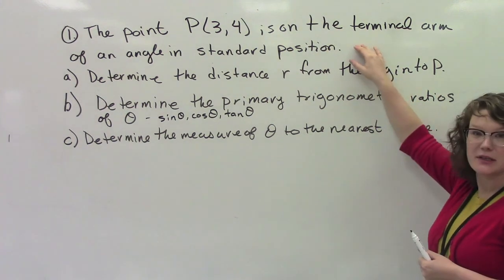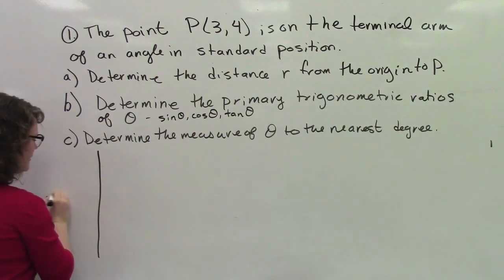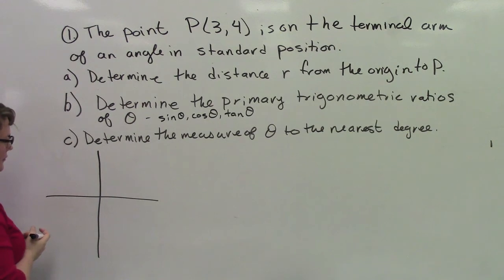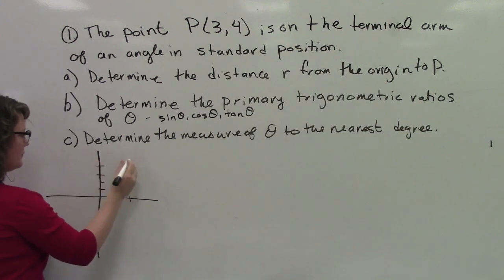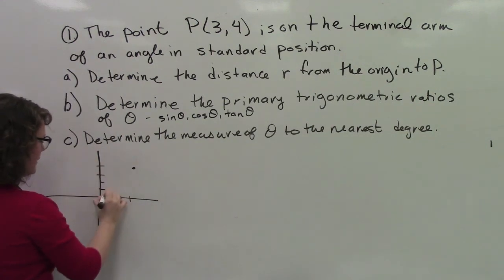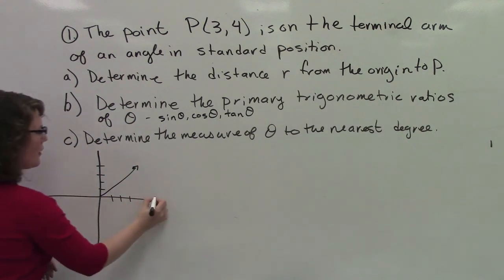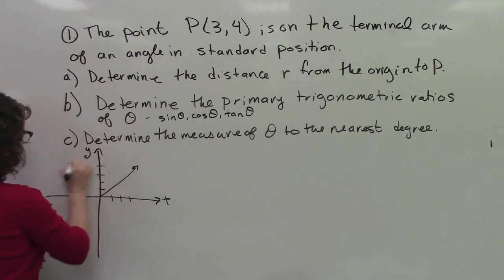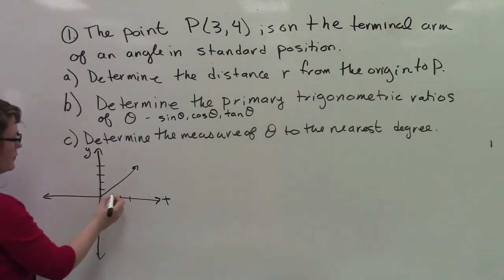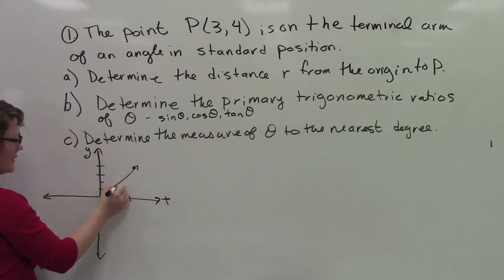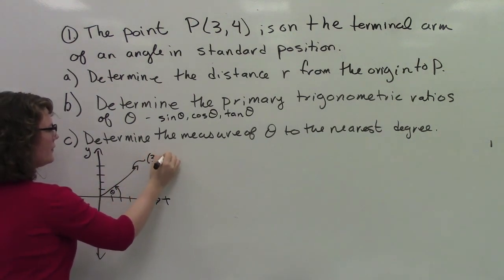Another thing, standard position. Let me just draw this. First things first, it's always good to draw a little bit of a picture. Point (3, 4). Okay, so the point is right here. This is in standard position, okay? Because we have our x and our y. And we know that theta is going from this x-axis to here. So I'm just going to label this point (3, 4).